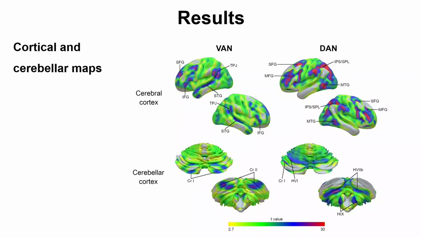Here are our first results where you can see the surface projections of the ventral and dorsal attention network maps. As expected, these networks have different projections in the cerebral cortex and also at the level of the cerebellum.